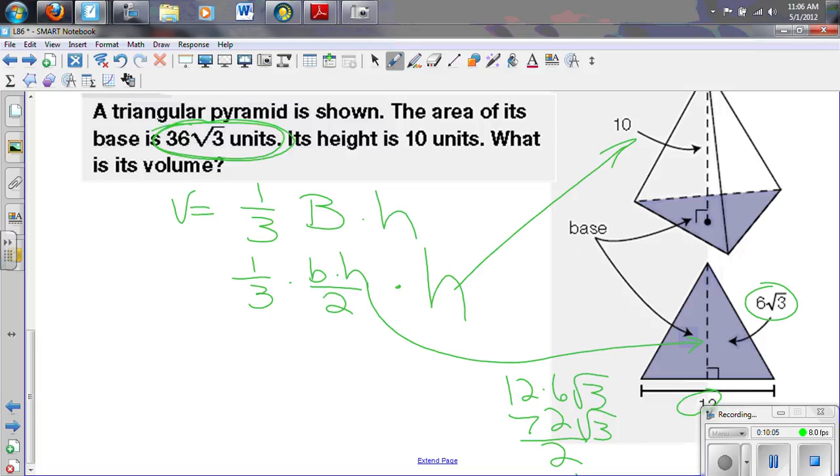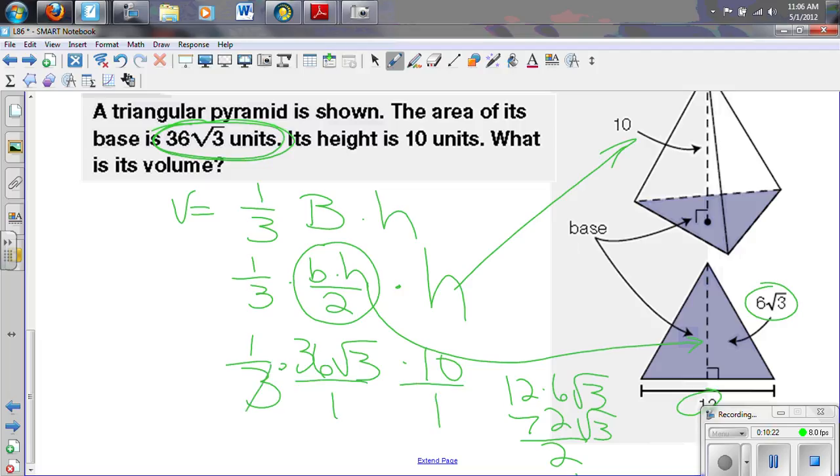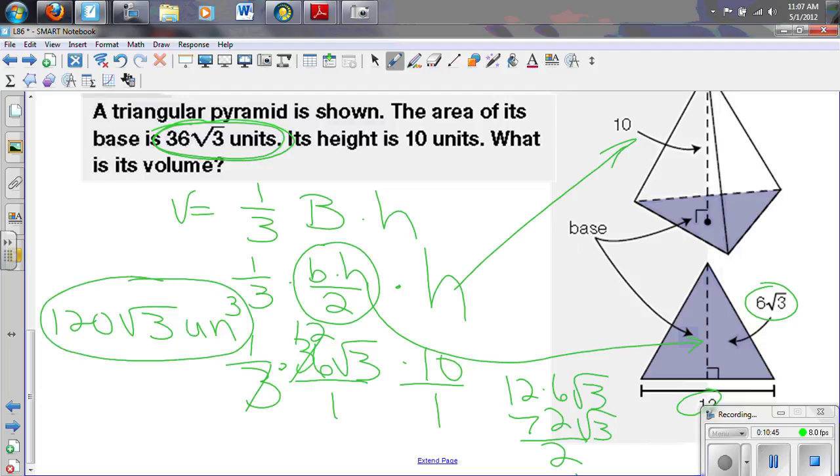And so they've already basically, this base area times height right here, or base times height divided by 2, is the 36 square root of 3 that you have there. So then we have that times 10, and we have 1/3 of that. And if it helps you put these over 1, I'm going to do some canceling now. 3 goes into 36 12 times. And so we have 12 times 10, because those are both outside the square root. Square root of 3. And then what units? This is given in units. Doesn't have any other units given. No centimeters, no inches. So this is units cubed. So 120 times the square root of 3 units cubed.